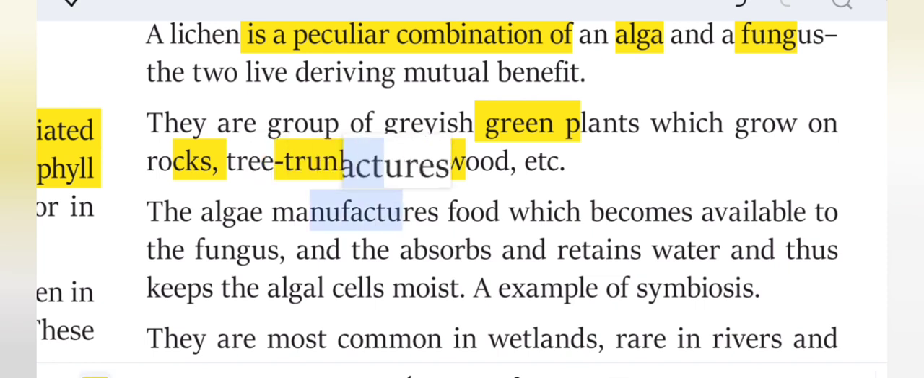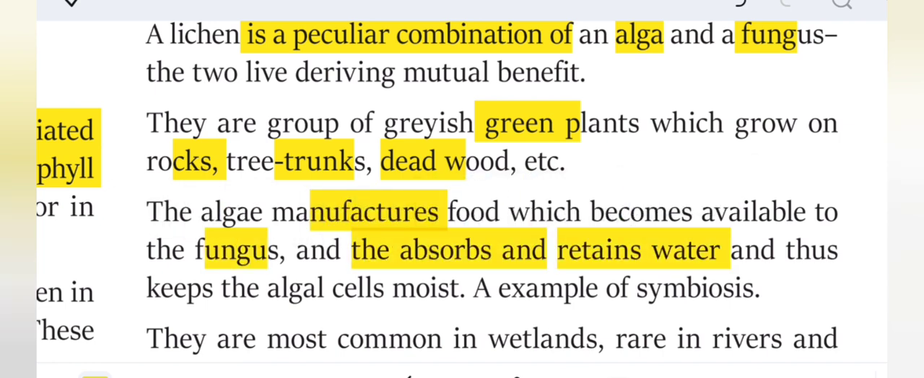The algae manufactures food which becomes available to the fungus, and the fungus absorbs and retains water and thus keeps algal cells moist. An example of symbiosis. So algae क्या करता है? Algae के पास chlorophyll है. So they manufacture food which becomes available to the fungus. Fungus algae से खाना लेता है. And it absorbs and retains water and thus keeps algal cells moist. Algae को moist रखता है. Moisture, water is essential for the food production, for the photosynthesis. So that fungus help करता है and algae से fungus खाना लेता है. Example of the symbiosis.